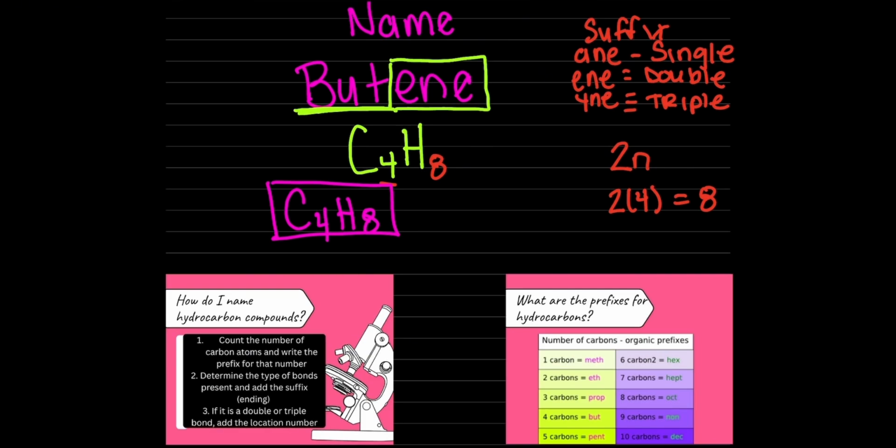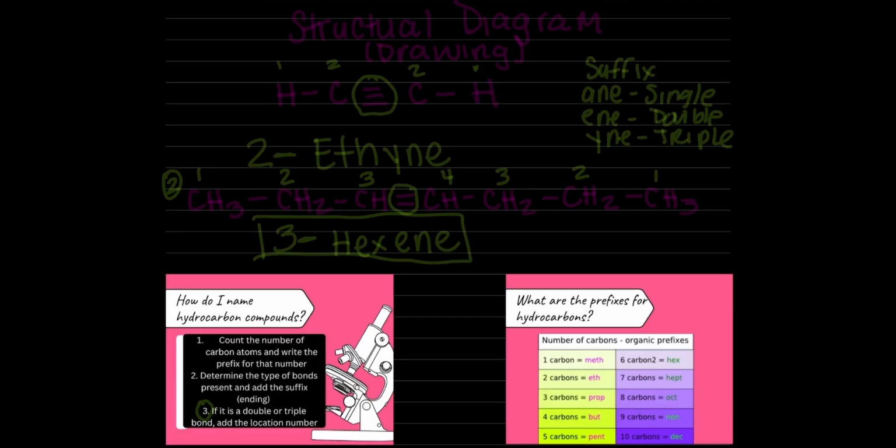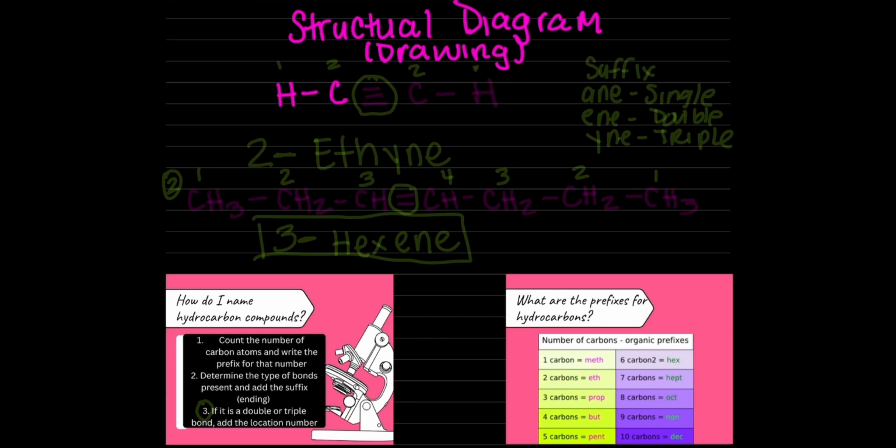Now the next type of hydrocarbon, or the way that it can be illustrated that they will give you, is that they will provide you with the structural diagram. And in short, that's just the drawing. Now, what that drawing will look like, it looks like this. So this will be a drawing.